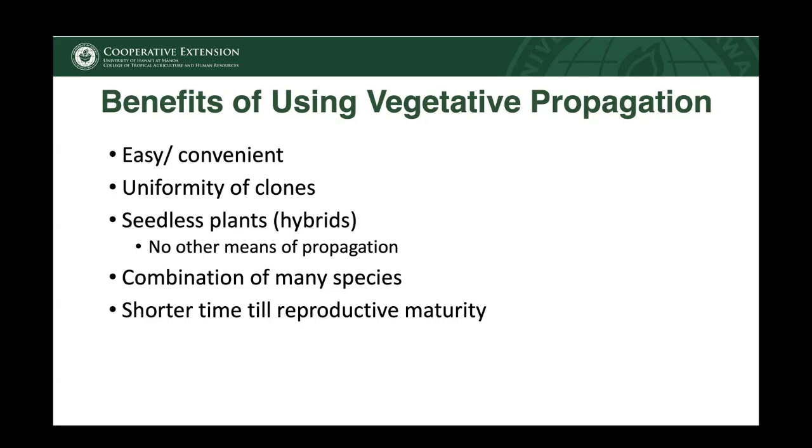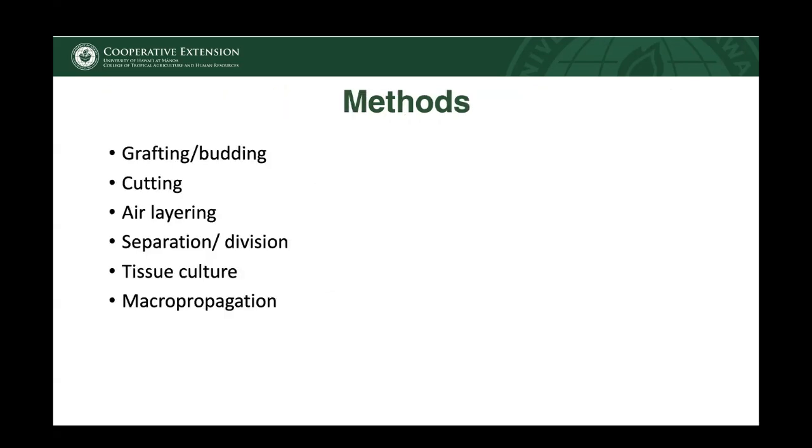The ability to combine different species on the same plant is also part of the vegetative propagation methods. And there's potential for shorter time periods from planting to maturity, for example with fruit trees, when you can get fruit from the tree. A lot of vegetative practices allow for speeding up the planting to harvest period versus growing from seed. A few methods I'm going to go over tonight are grafting, budding, cutting propagation, air layering, separation, division, a little bit on tissue culture, and this idea of macropropagation.